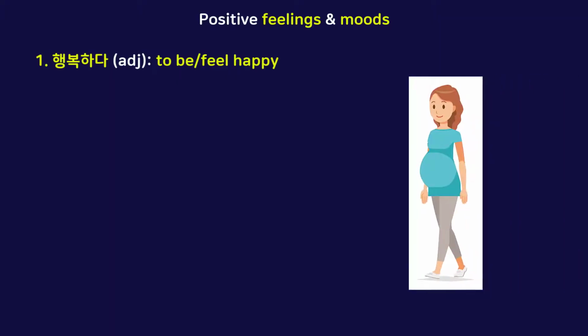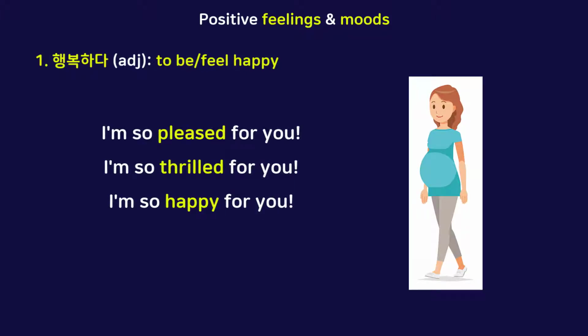Now, in English, there are many words that have a similar meaning to happy, such as glad, delighted, thrilled, and so on. And while there are certain differences in their nuances, in many situations, these words can be used interchangeably. So if we find out that our sibling is expecting a baby, then we can say, I'm so pleased for you, I'm so thrilled for you, or I'm so happy for you. And while each of these words express a slightly different meaning, the sentences all kind of have a similar meaning. Likewise, in Korean, there are also other words that have a similar meaning to 행복하다.